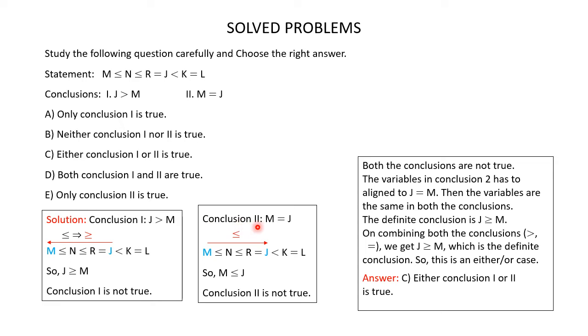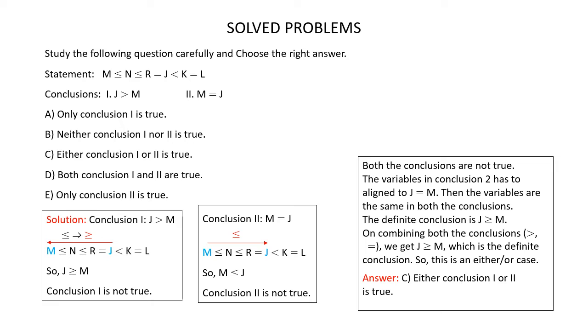Let's look at conclusion 2. M is equal to J. First, write the given statement. Now we have M here and J here. So you have to move in the forward direction from M to J. When you move in the forward direction, you'll get the symbols less than or equal to, less than or equal to, and equal to. Among these symbols, less than or equal to is given preference. So the relationship between M and J is M is less than or equal to J. So the definite conclusion is M is less than or equal to J.